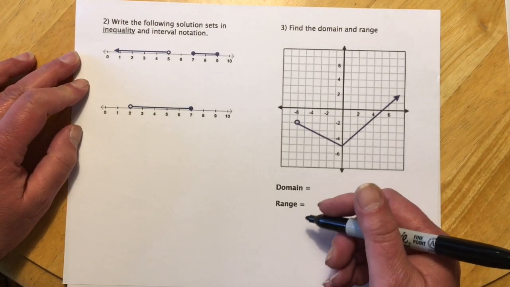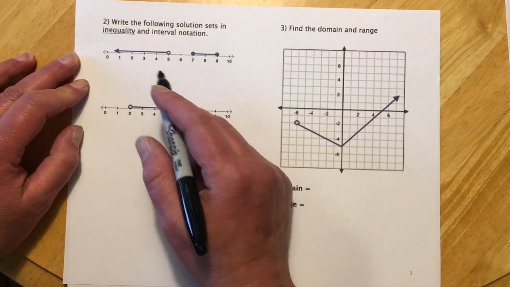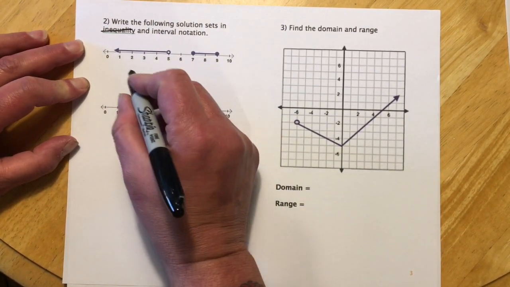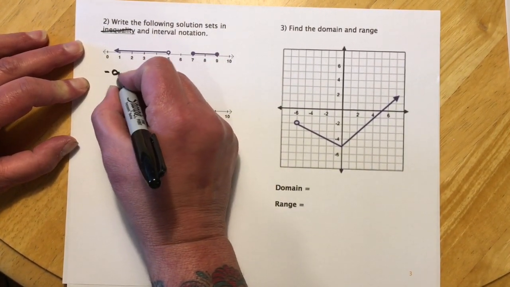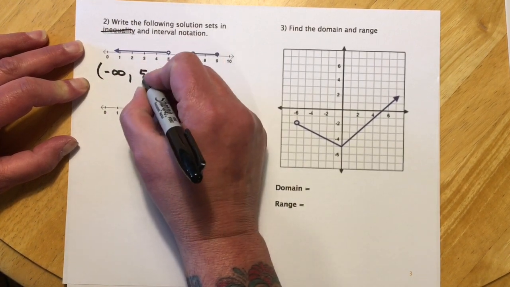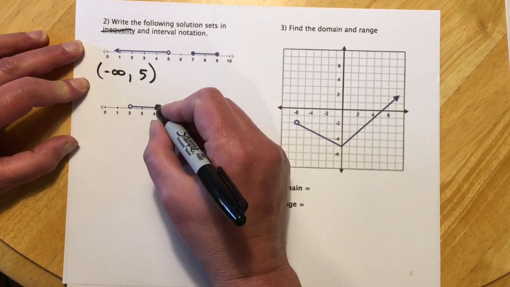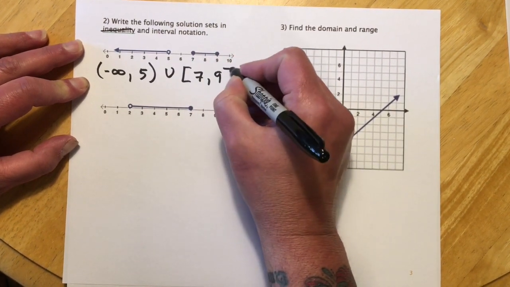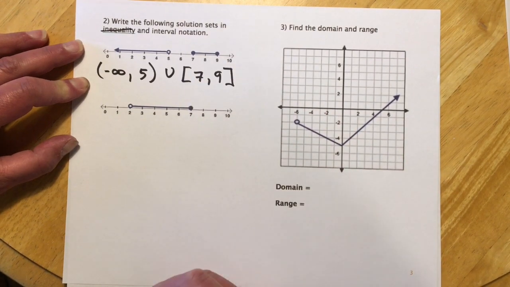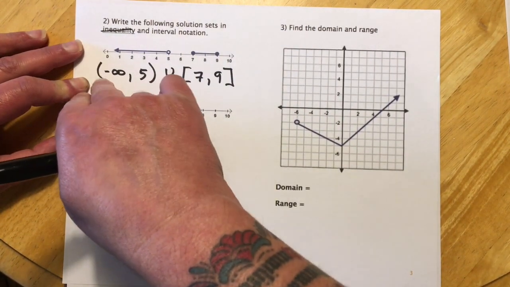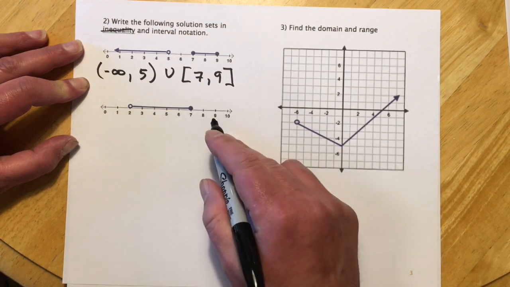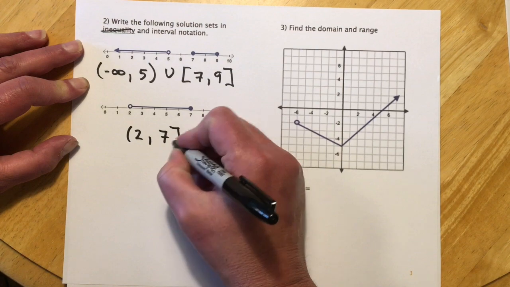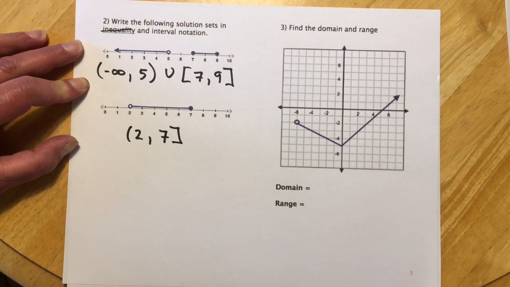Okay, number 2 is write the following sets in, actually not inequality, just interval notation. I keep meaning to take inequality out. So in interval notation, this would be -infinity to 5, and I'm using a parenthesis because of the open dot. Then union that with 7 to 9, and brackets there because of the closed dots. And remember, infinity always gets parentheses. And then this one would just be from 2 up to 7, and then a bracket on that side.